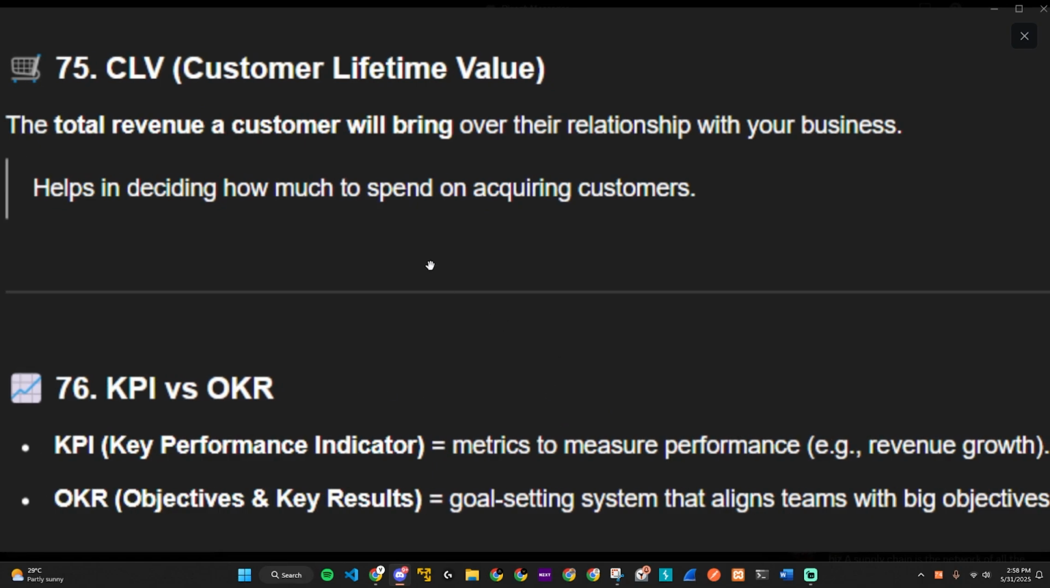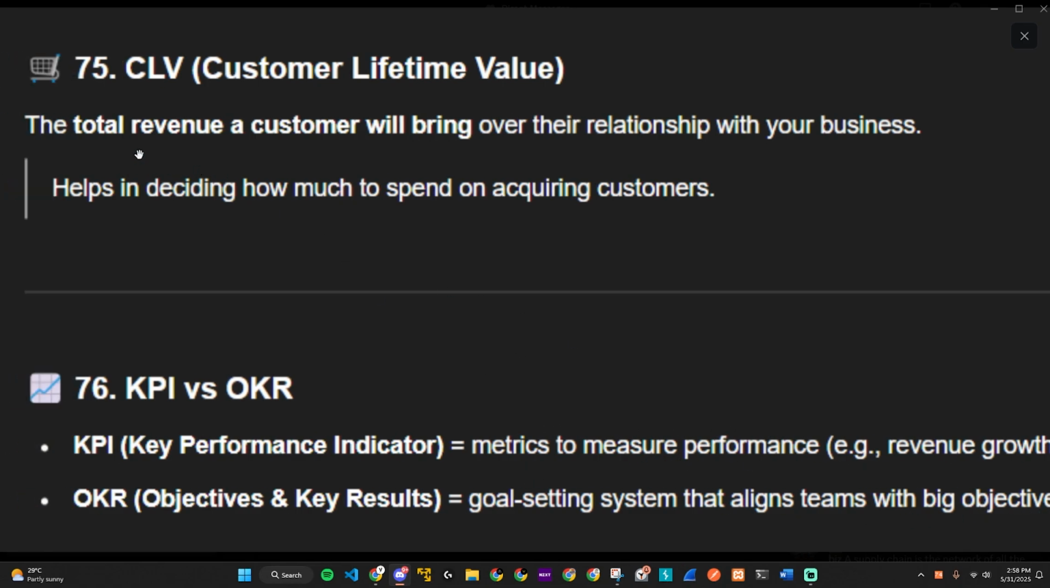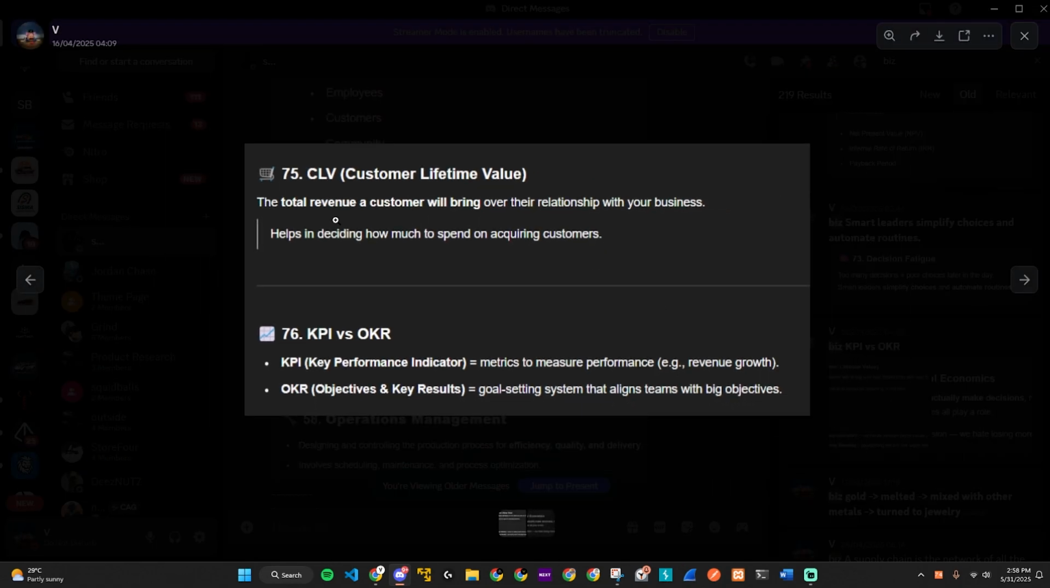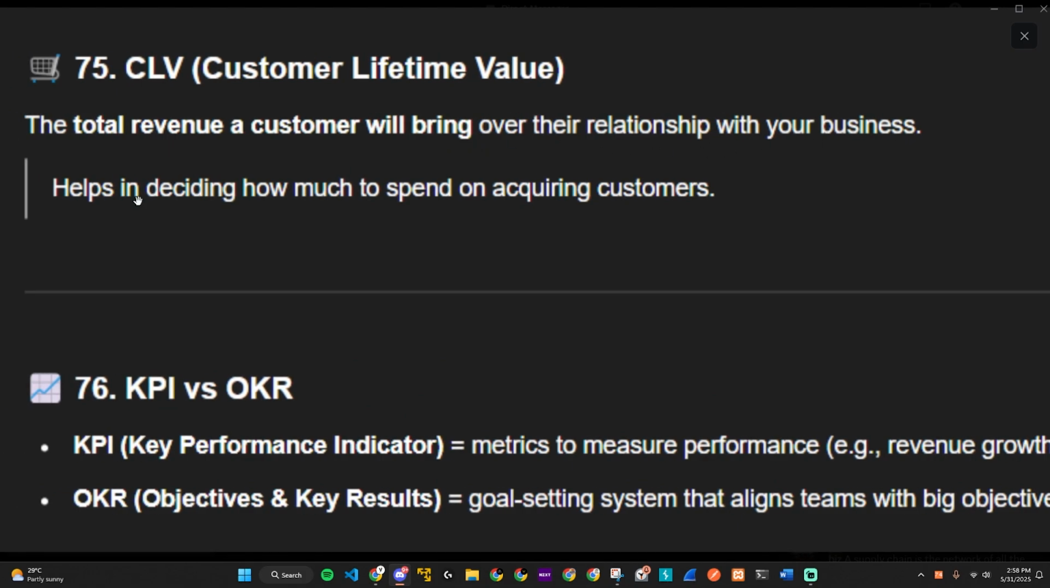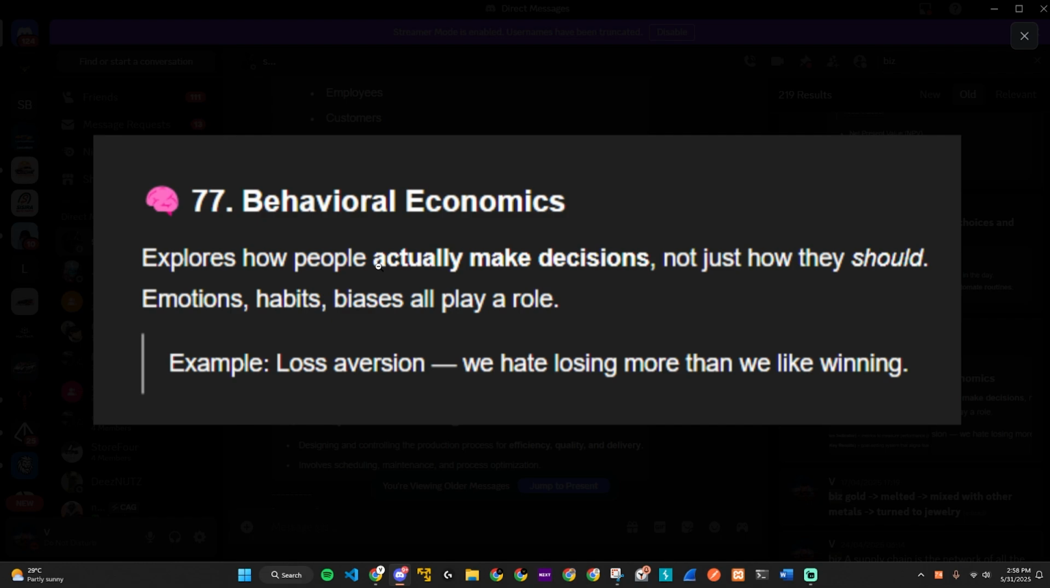Key performance indicators versus objectives and key results. Goal setting that aligns teams with big objectives. Metrics to measure performance: total revenue. Customer lifetime value, the lifetime value of a customer to a business, helps in deciding how much to spend on acquiring customers. Behavioral economics is how people actually make decisions, not just how they should. Emotions, habits, and biases all play a role.